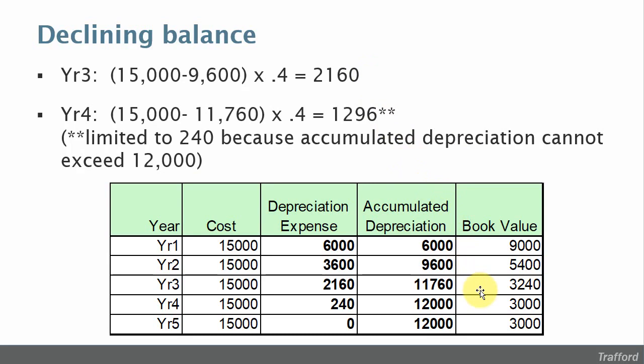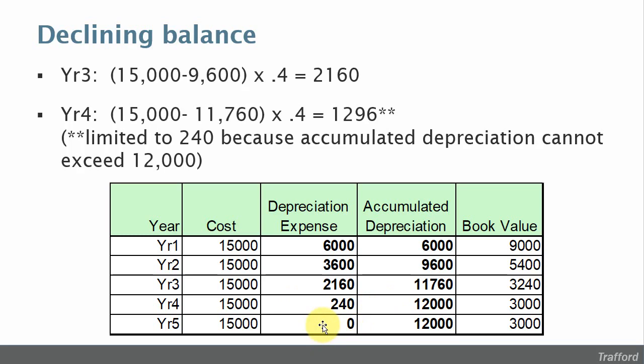But look what happens in year 4. In year 4, if you do your standard computation, you get depreciation expense of $1,296. But I haven't taken $1,296 of depreciation because when I put that number in my schedule, my accumulated depreciation exceeded $12,000 and my book value dropped below $3,000, and I knew I couldn't do that. This is where you do take into account residual value under the declining balance methods. So in year 4, I'm limited to taking only $240 worth of depreciation, and in year 5, I'm actually limited to 0.